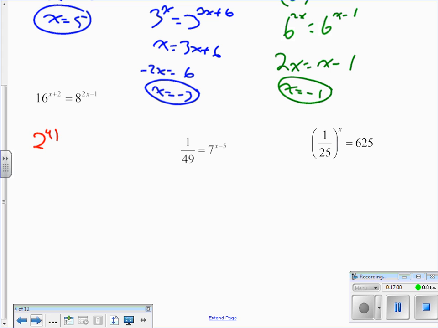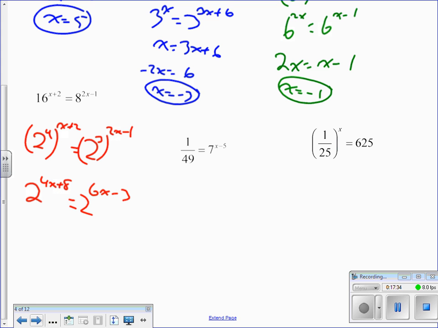So I have 2 to the 4th to the x plus 2 power equals, and 8 is 2 cubed, 2 cubed to the 2x minus 1 power. Now they're both base 2. I still have to simplify the exponents first. 4 times x plus 2, that's 2 to the 4x plus 8. 3 times 2x minus 1 is 6x minus 3.